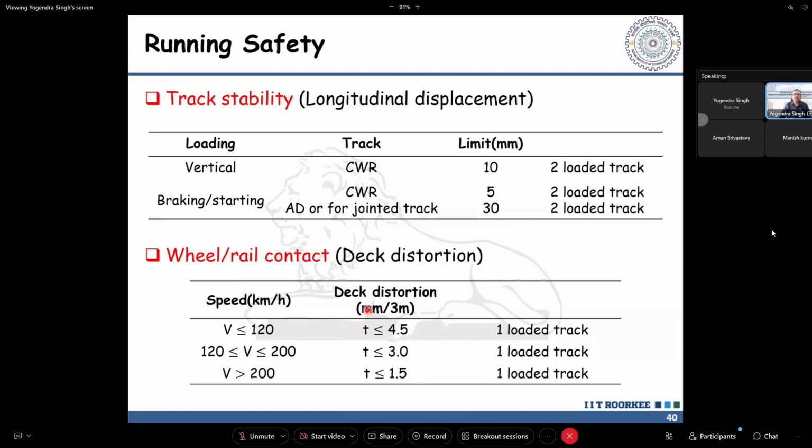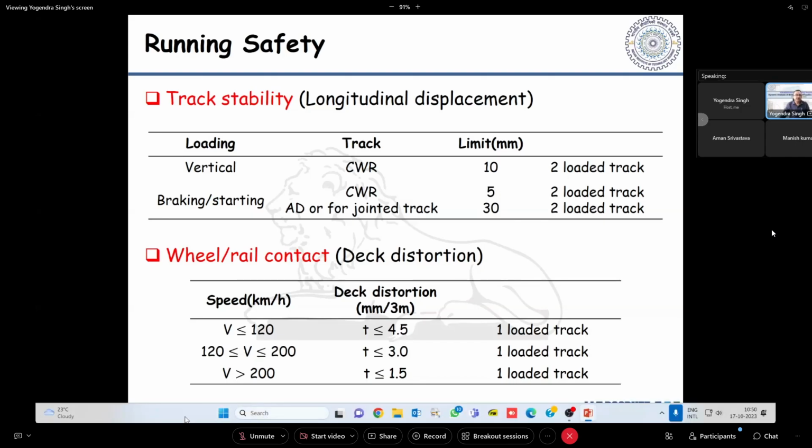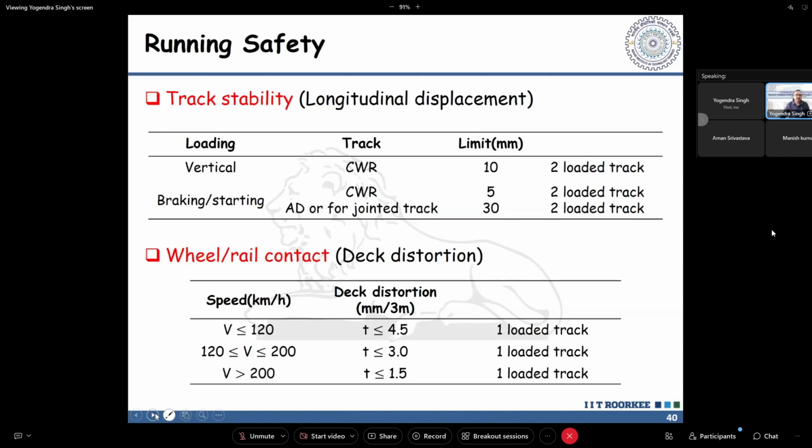Distortion is measured in millimeter per meter, because it is an angle. Here we take a segment of 3 meter, and on that segment we calculate the relative displacement of diagonally opposite corners. There is a limit on that displacement depending upon the speed. The larger the speed, the less distortion should be allowed from the point of view of rail wheel contact. If the bridge has too much distortional deformation, there is a possibility that a gap between the track and the wheel is created and the train may jump the wheel. Derailment can occur.